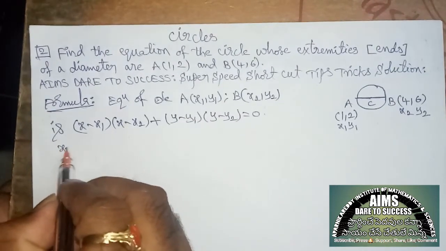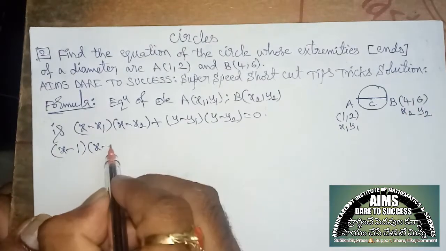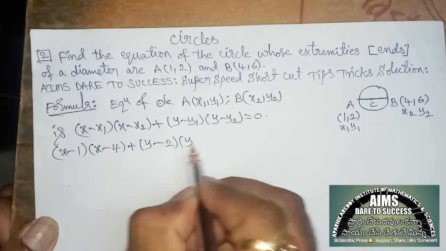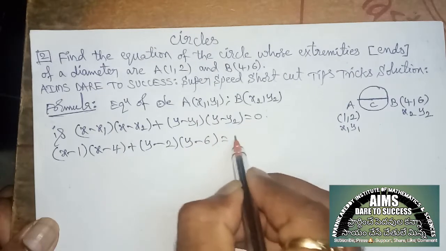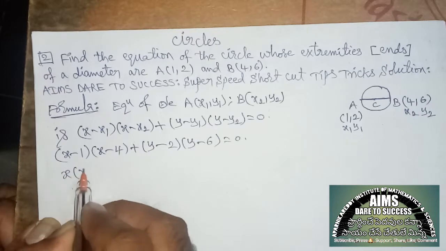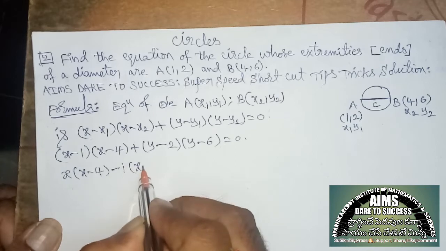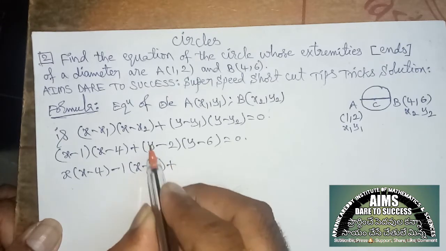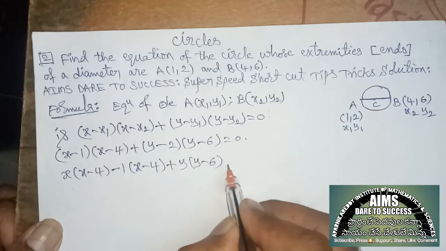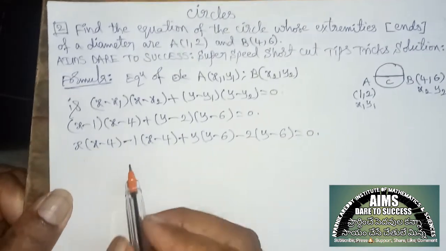We get (x minus 1) into (x minus 4) plus (y minus 2) into (y minus 6) is equal to 0. Normal multiply: you will get x into (x minus 4), plus minus 1 multiplied inside, so minus 1 into (x minus 4), plus next y multiplied inside, we get y into (y minus 6). After that minus 2 multiplied inside, we get minus 2 into (y minus 6), is equal to 0.